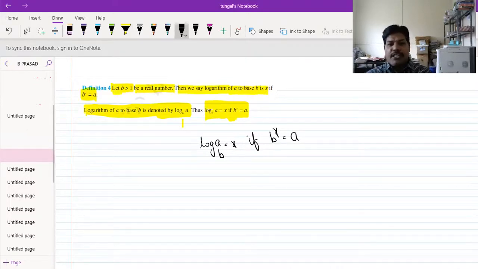For example, 2 cube is equal to 8. How can you write this one? That implies, how can you write that?